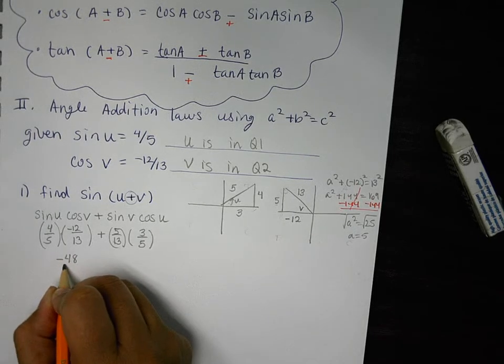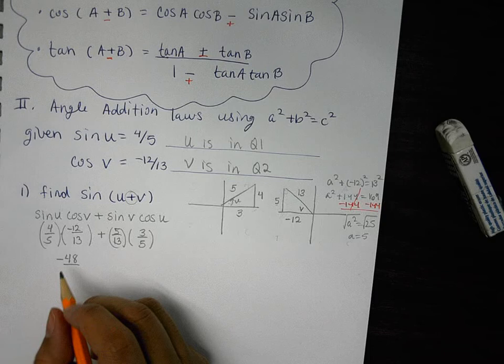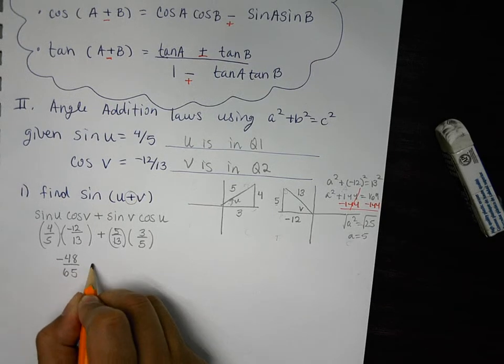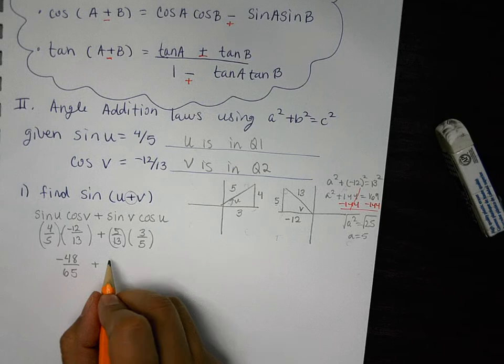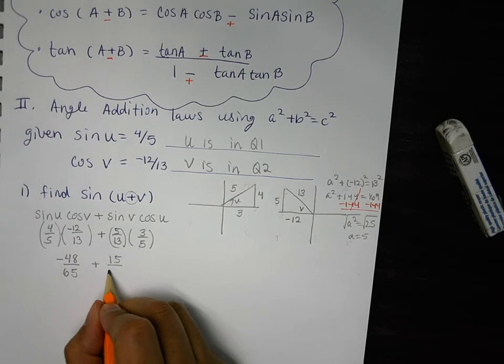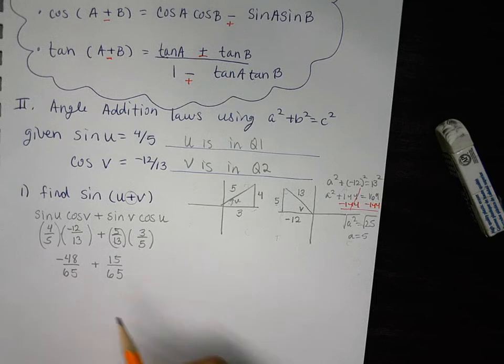Negative 48. Anyone know what 5 times 13 is? 65. Plus 5 times 3? 15. And again, 13 times 5 is 65. Do they have a common denominator?